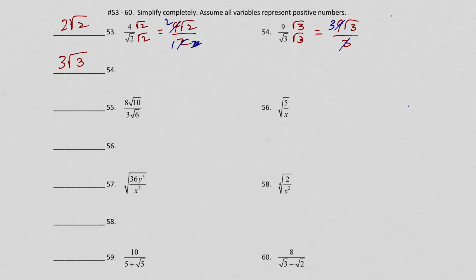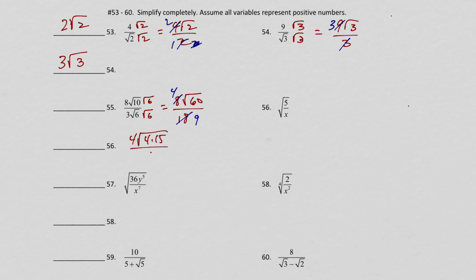I need to rationalize this, so I'm going to multiply by root 6 on the top and bottom, and I'm going to get 8 root 60 over, this turns into a 6, so 3 times 6 is 18. Now I'm going to cancel. This becomes a 9 and this becomes a 4. So up in the numerator, I have 4 times the square root. I'm going to break down 60. That's 4 times 15.